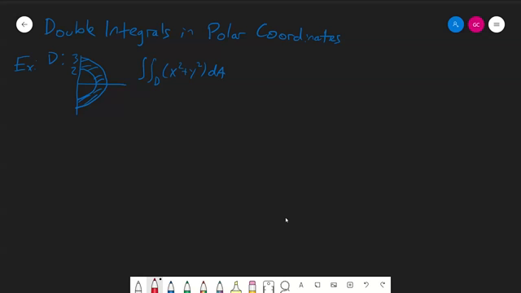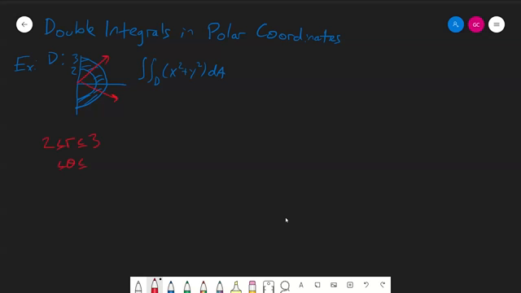As before, our first step is to describe this region by figuring out the range of r values and theta values to use. Now we see that every ray that we send out from the origin enters the region on the circle of radius 2 and exits on the circle of radius 3. So the range of r values is just 2 to 3.